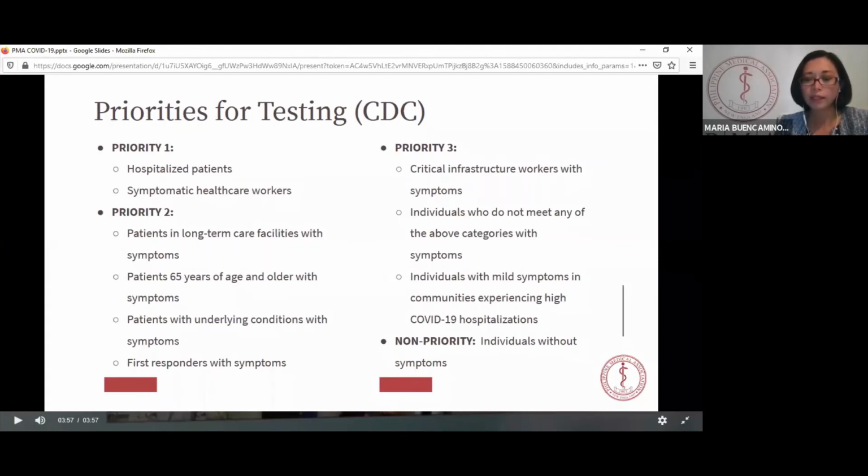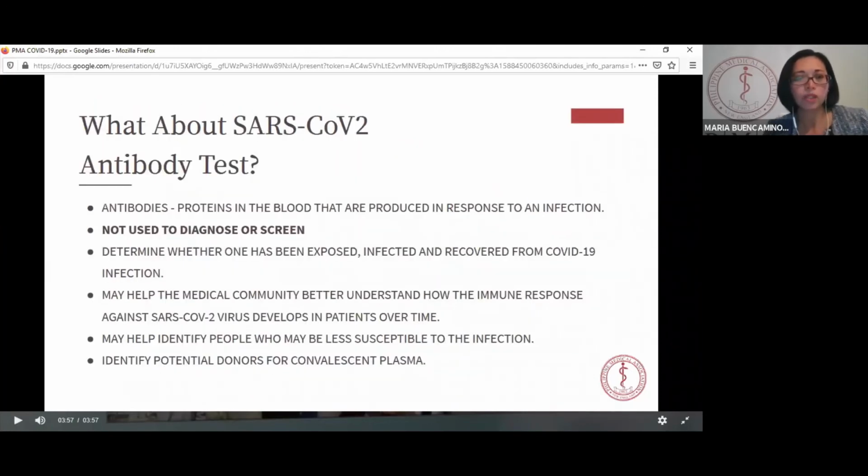And they're now considering asymptomatic individuals as priority if recommended by their clinicians or health department. Next slide. So what about the SARS-CoV antibody test? Right. So I'm sure you've heard about this on the news.